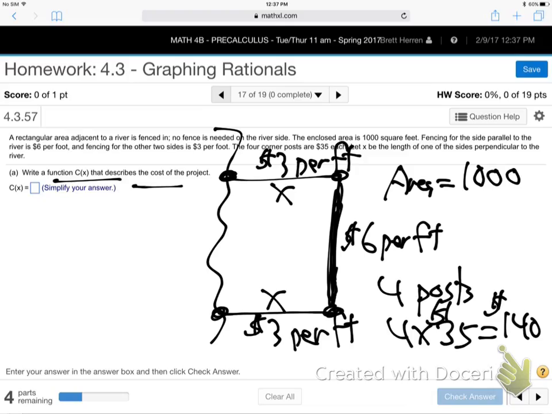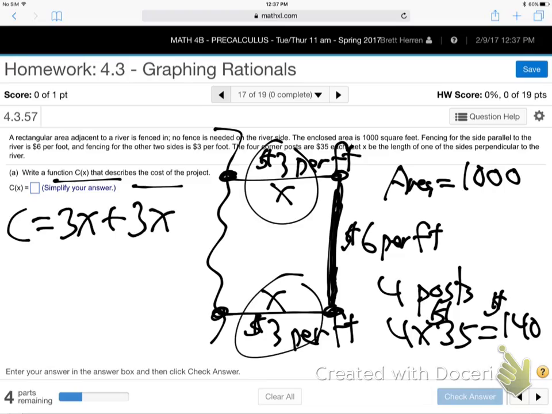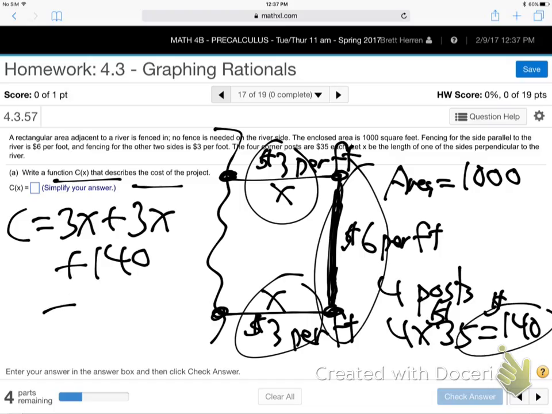So the cost is going to be 3x, because it's $3 per foot, x feet of fencing, plus the 140 for the posts, plus whatever the right side costs. The 4 $35 posts, we have the 3x for the top, 3x for the bottom, and then we have to add whatever that right side costs. What's the right side going to cost? Well, 6 times however long this piece is, because it's $6 per foot. But how long is that piece? Call it y, because I don't know what it is. 6y.